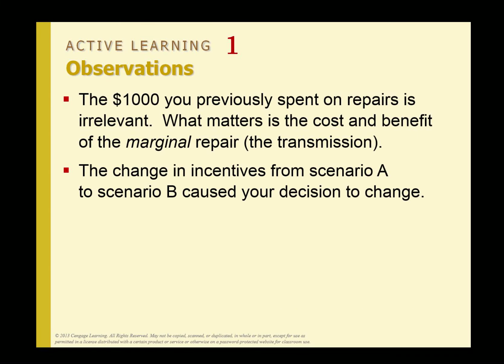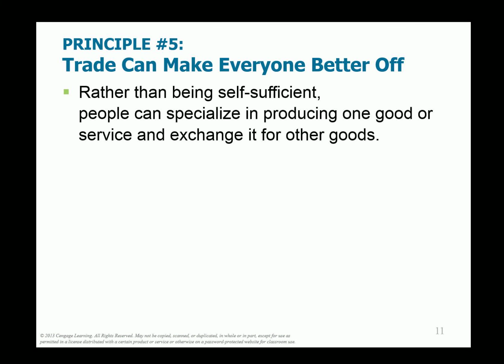So here's what I was telling you before. The $1,000 you previously spent on repairs is irrelevant. That's a sunk cost. We're only looking at the margin, which is that next one step that we're going to have to take. All right, principle number 5, trade can make everyone better off.